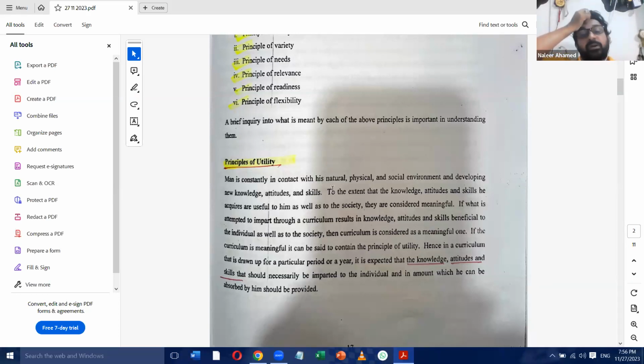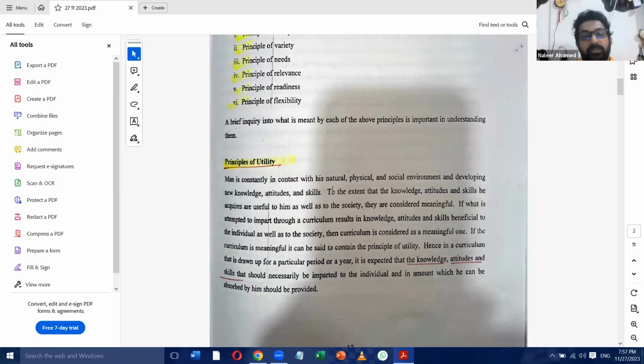that are ever changing, due to the economic or territorial or some other social background. So they are considered meaningful. If what is attempted to impart through a curriculum results in knowledge, attitudes, and skills beneficial to the individual as well as to the society, then the curriculum is considered a meaningful one.